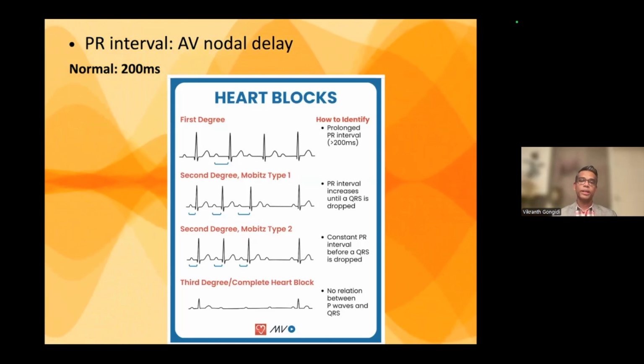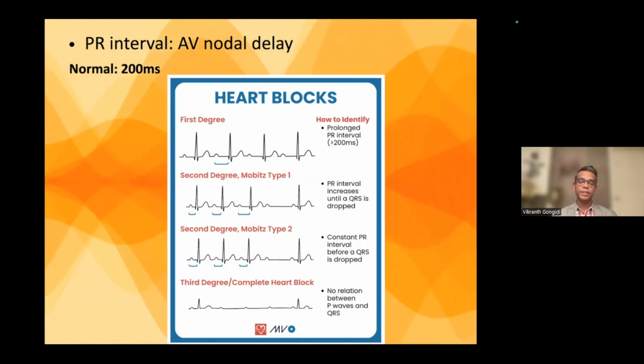And so if you see a type 2 or if you're suspecting a type 2, be very cautious because the patient may end up needing a pacemaker. The type 1 second degrees can be monitored and are not necessarily lethal in that sense.